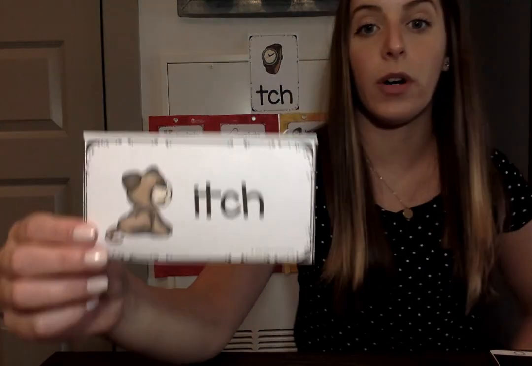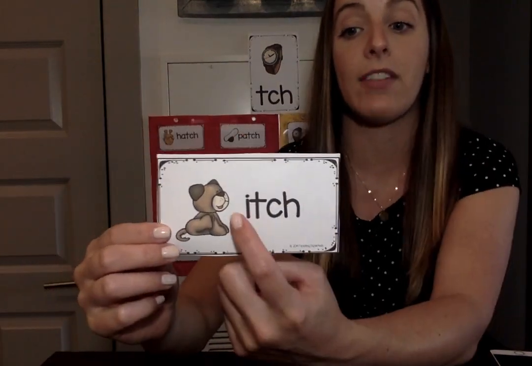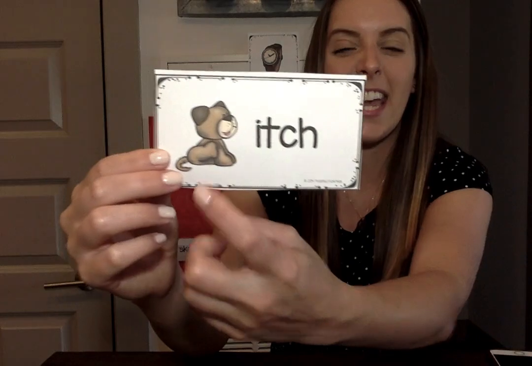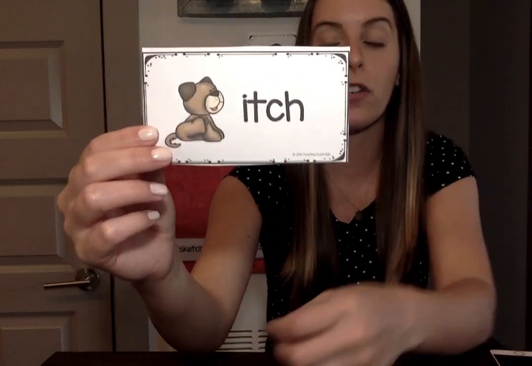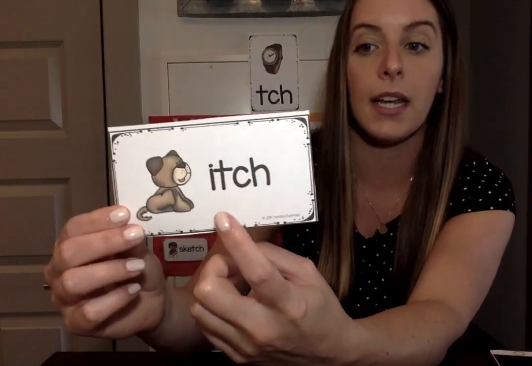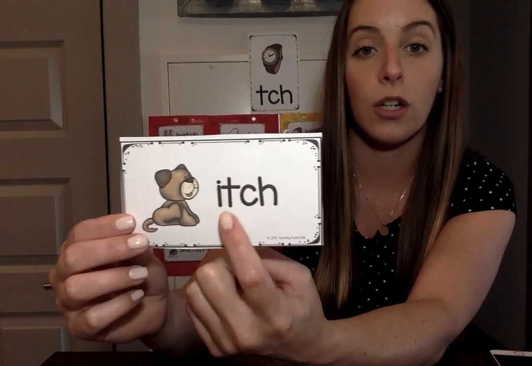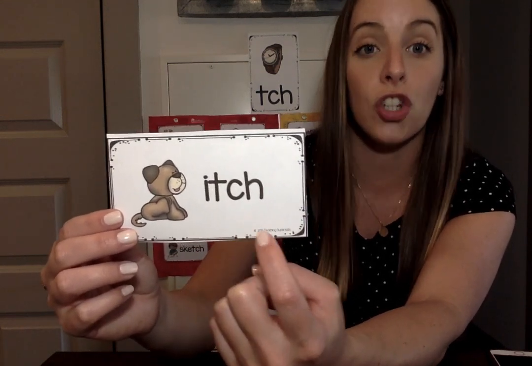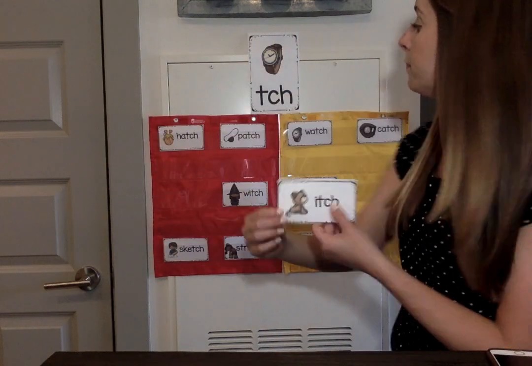Let's go into some more examples. This time it's not going to have an A before, it's going to have our short I. So this is something that a dog may do. It has an itch. You might see your dog or pet scratching themselves, and we call that an itch. Let's sound that out. We know short I says i, TCH says ch. Sound it out. Itch.